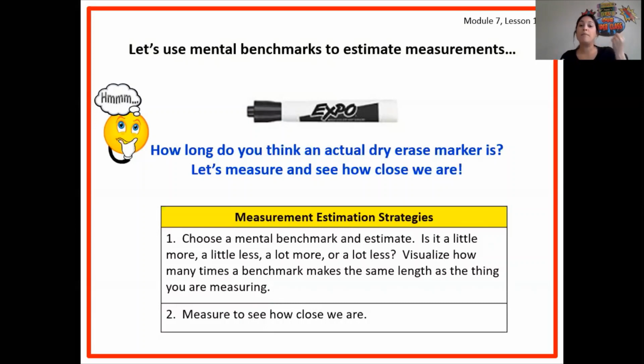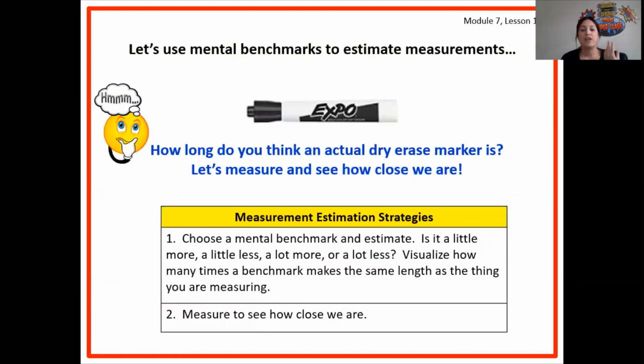Now, step 2 is measure and see how close I was. So I think it's gonna be a little less than, what did I say? 6 feet? Okay, so I think it's a little less than 6 feet. That's my mental benchmark. So now I'm gonna see, remember this is a foot. This is our mental benchmark. So 1, 2, 3, 4, 5, 6. Oh, actually it was a little more than 6 feet.